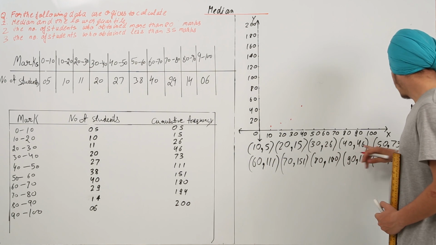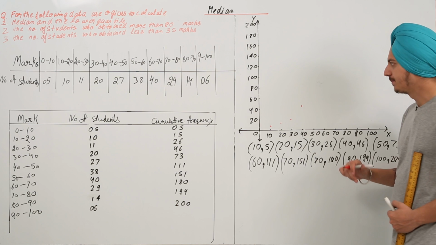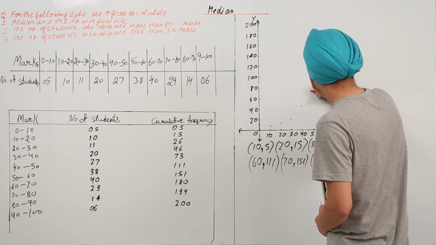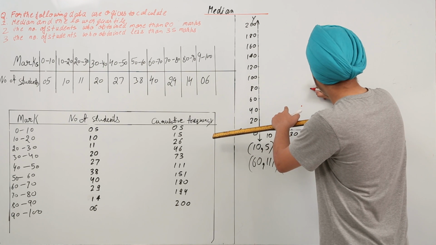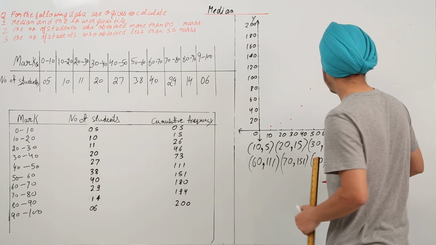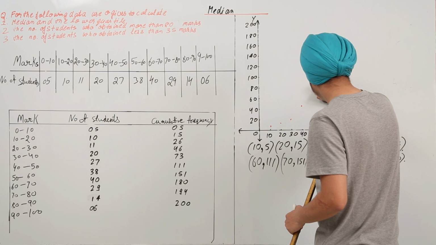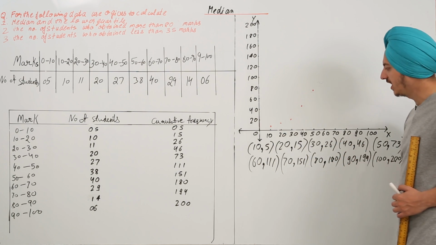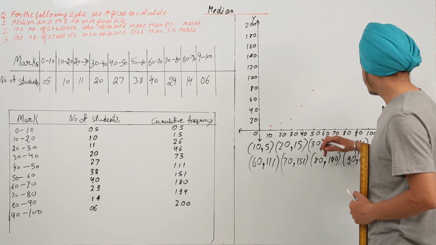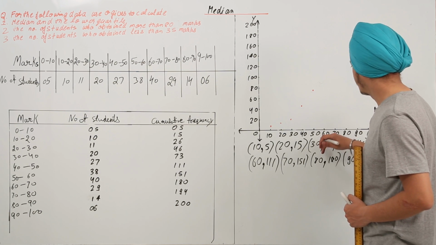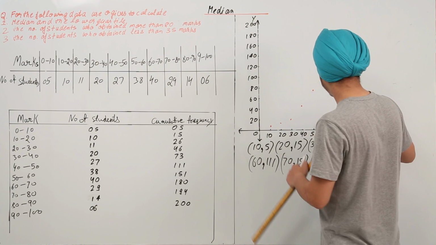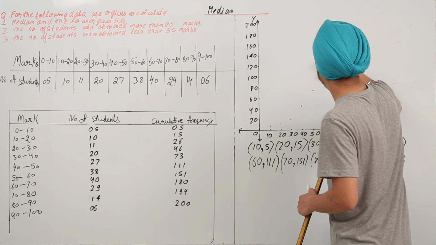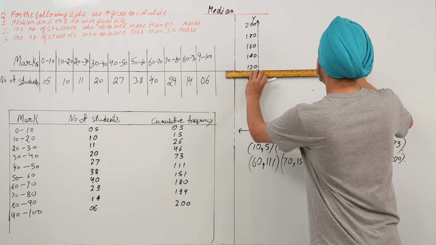Okay, next we have 50 comma 73. So this is 50 and 73 would be after the middle of 60 and 80. So this is 50 comma 73. Then we have 60 comma 111. So that would be 60 comma, after 100, it would be over here, right?